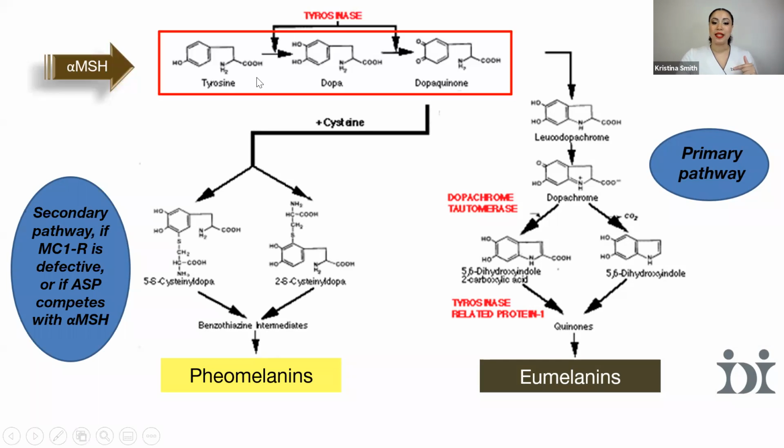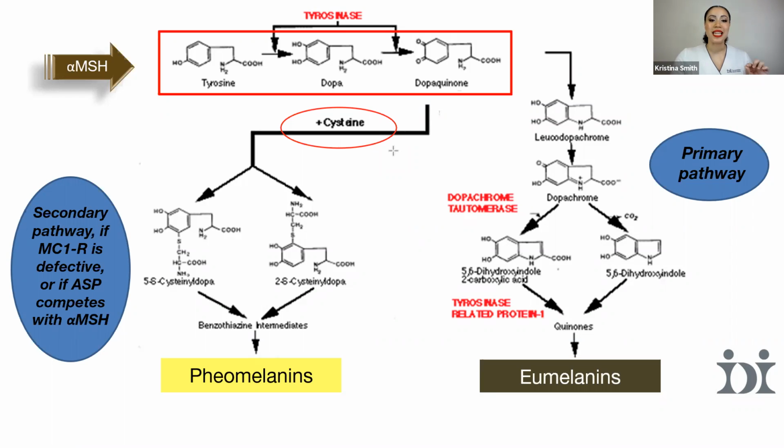When that happens, the biggest part I want you to look at in this big chemical equation is the cysteine here in the middle that I just circled. The presence of cysteine diverts that entire pathway and starts to create pheomelanin. ASP creates cysteine. Once that cysteine exists, that melanin production starts to go sideways, and now we've gone down this secondary pathway. The other way this can happen is if the receptor has some kind of defect on it.